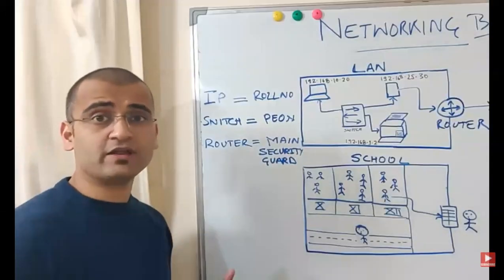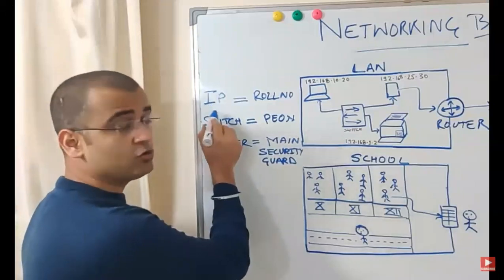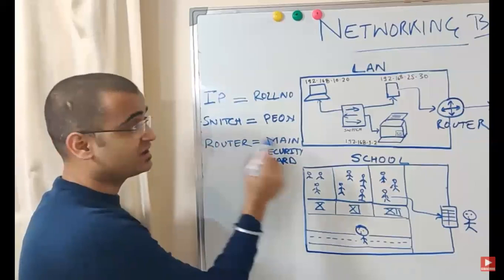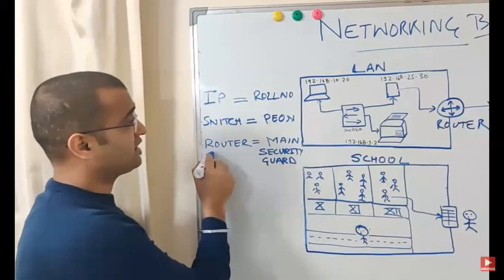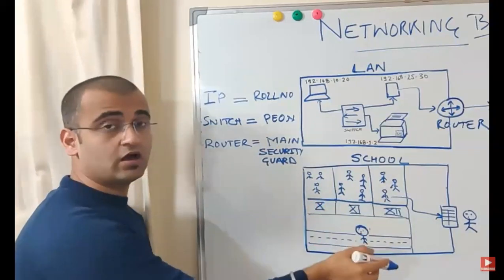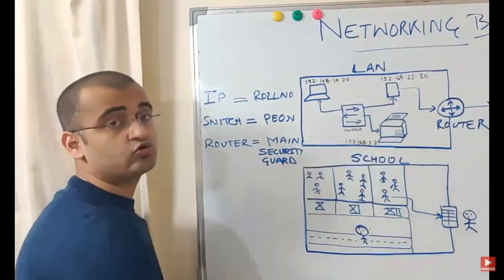So to draw some analogies, the IP of any machine can be the roll number of any student, a switch can be the peon, and a router can be the main security guard, which allows you to go outside your school or go outside the network.